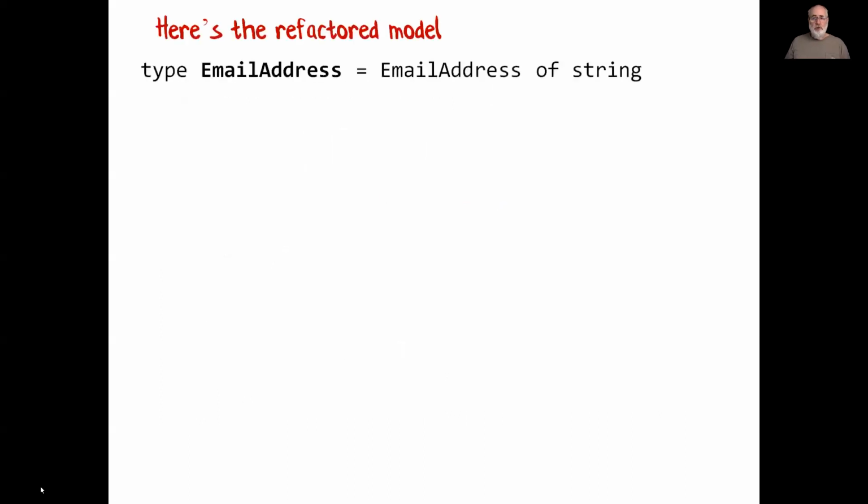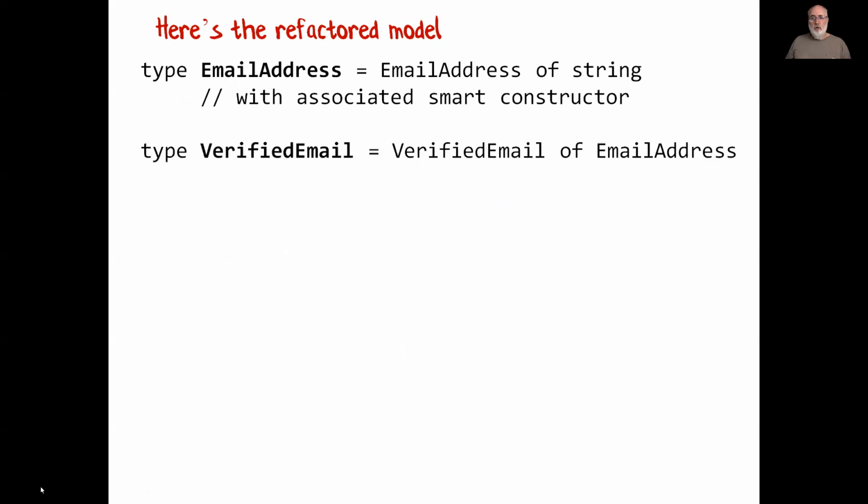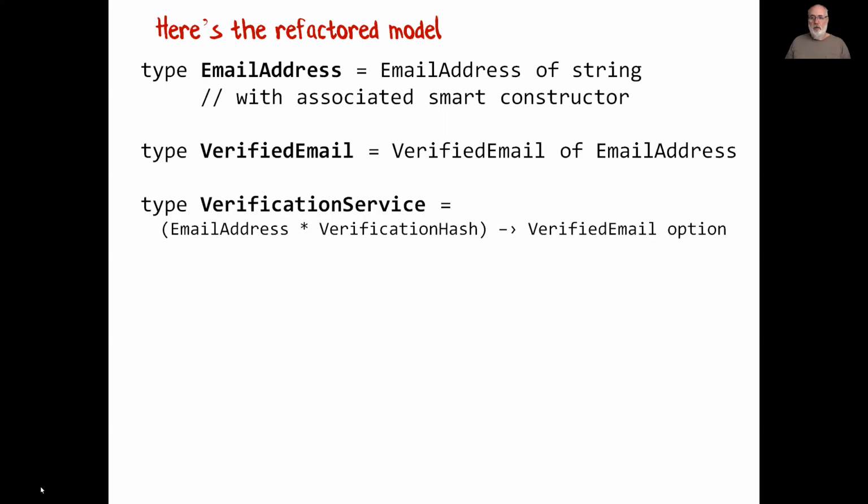So the first thing I'm going to do is create a new type for the email address. I'm going to wrap a string, and I'm going to use a single case union for that, or I could just use a very simple record type for that. But there would be some sort of associated smart constructor which would validate the email address, make sure it has an @ sign in it, and so on. The next thing I'm going to do is create another type for the verified email, and I'm just going to wrap a normal email address. The reason I'm doing this is because a verified email is a different concept in the domain than a normal email. It has a different behavior, different business rules around it.